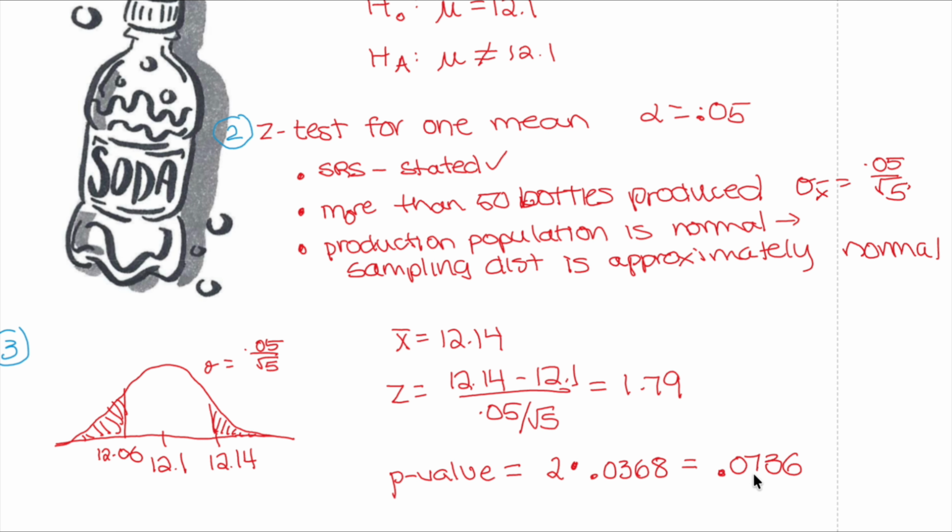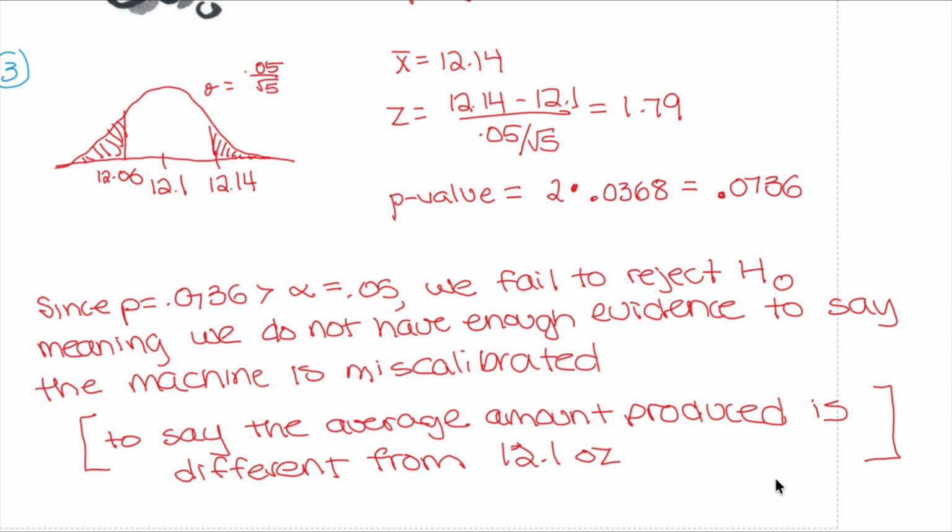So the last part is draw our conclusion. Since p is equal to 0.0736, it's going to be greater than alpha, which is equal to 0.05. In this case, we fail to reject the null hypothesis, meaning we do not have enough evidence to say the machine is miscalibrated. Or you can say that the average amount produced is different from 12.0 ounces. But make sure that either of these conclusions states the average. This is a keyword in here.